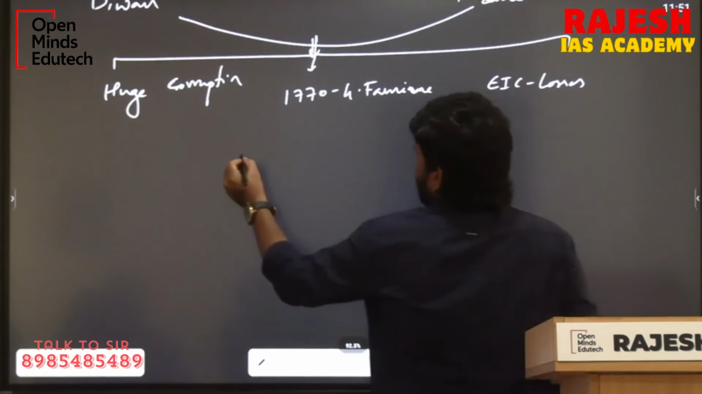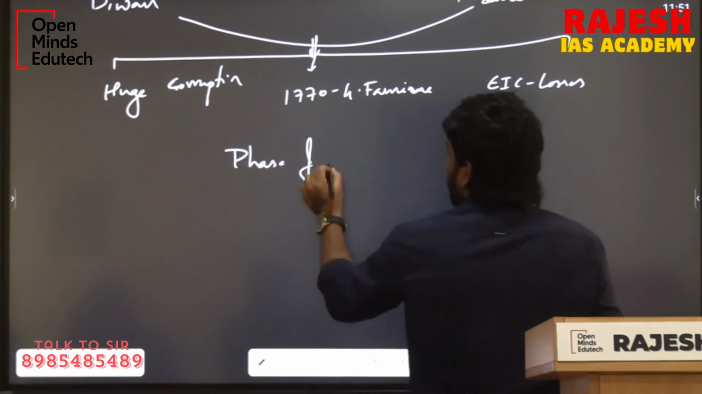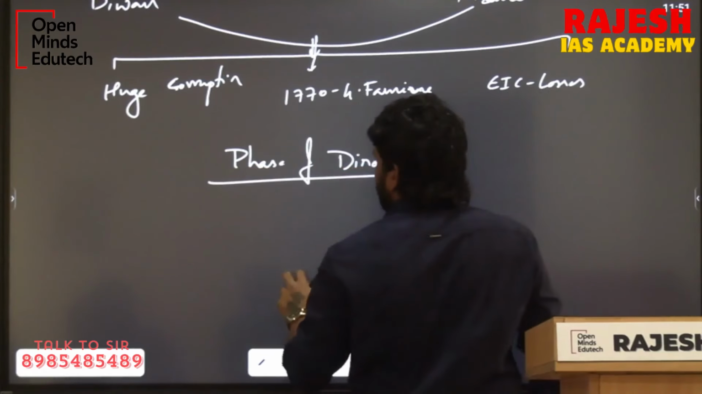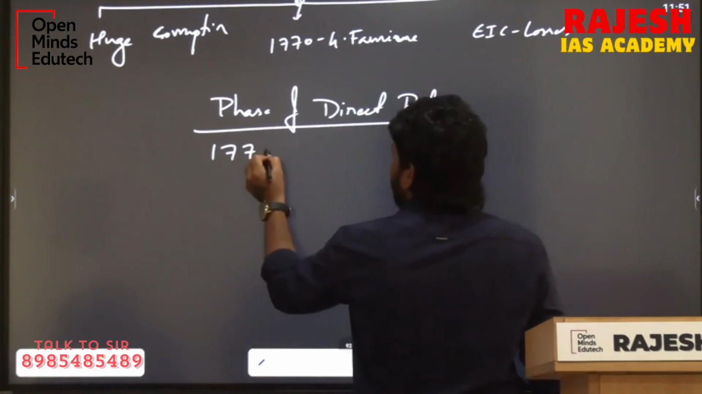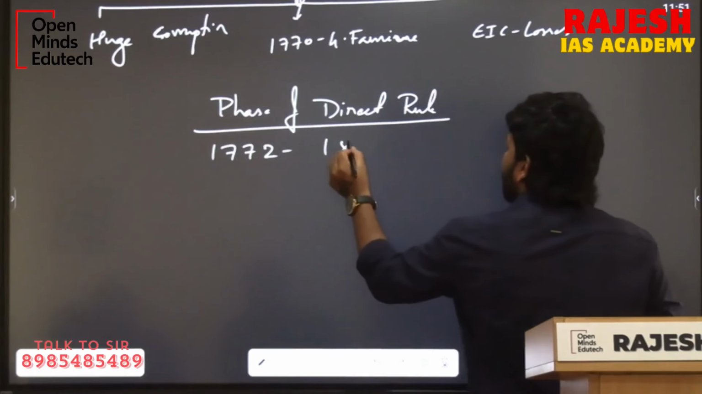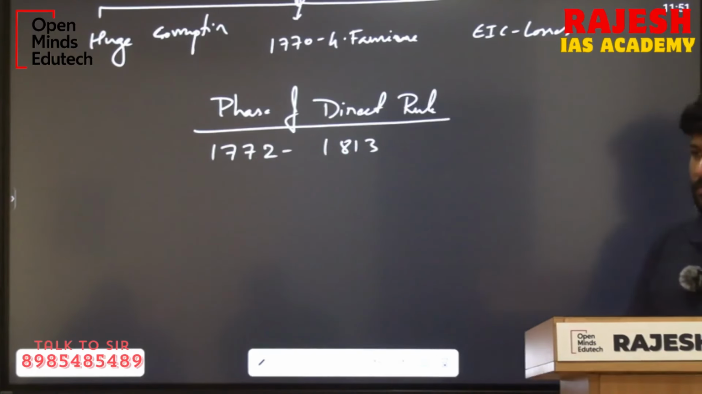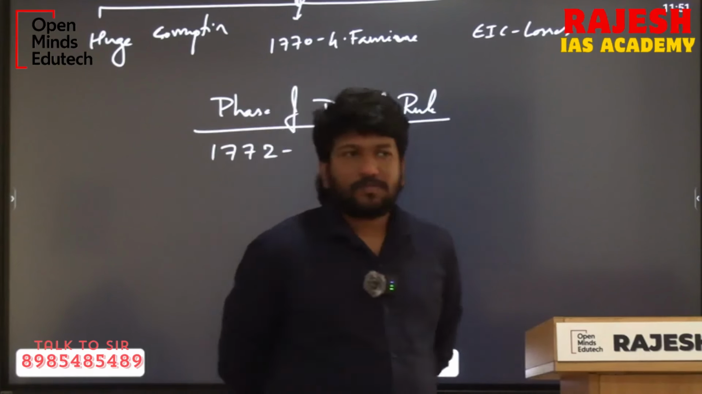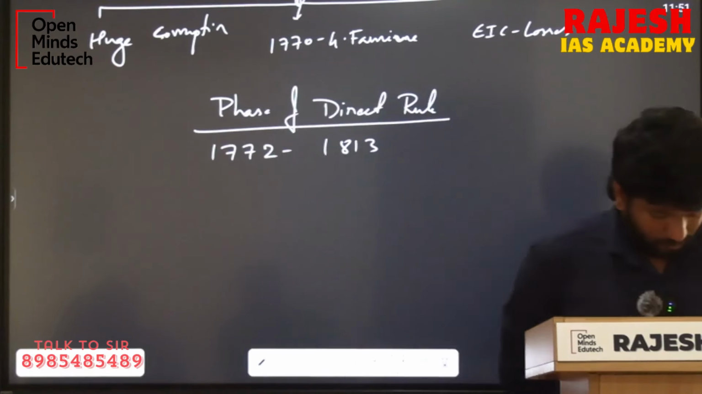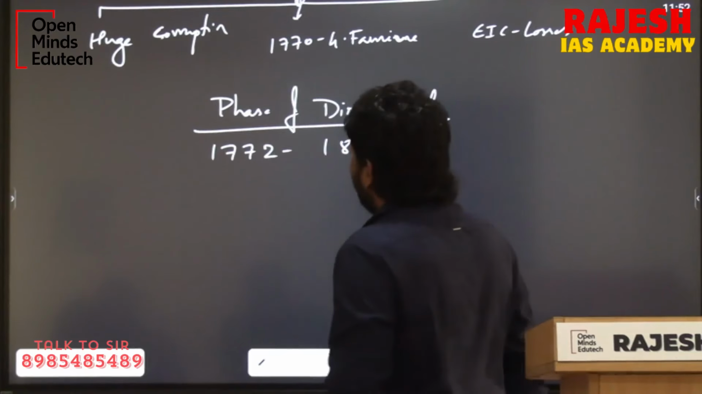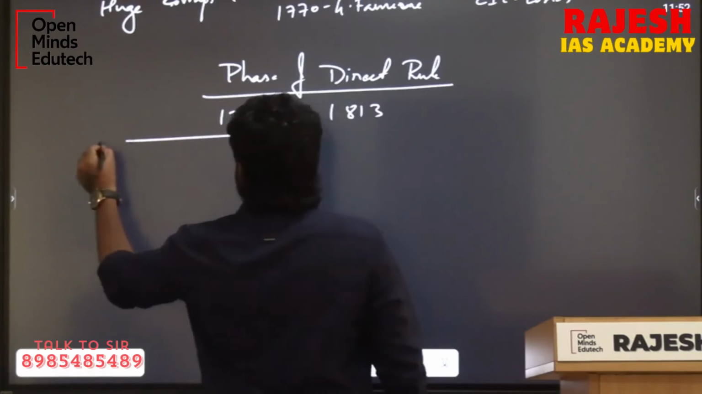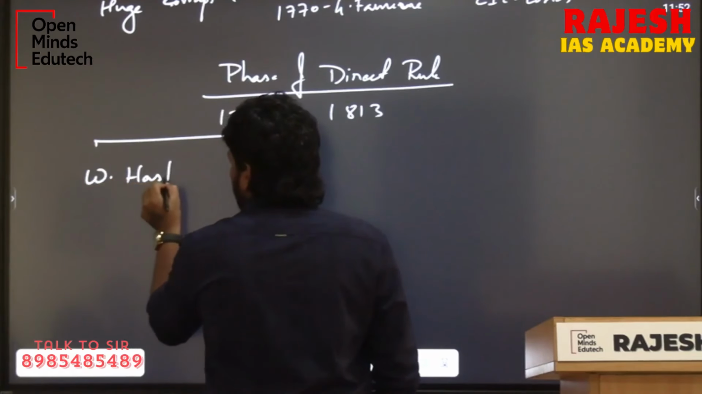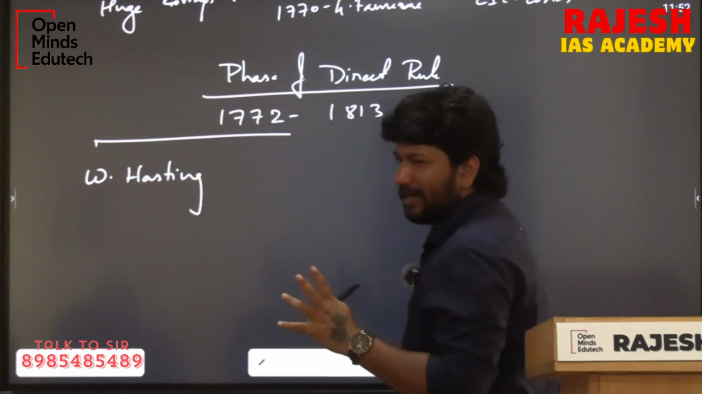So next, phase of direct rule, 1772 to 1830. See, three important Governor Generals during this phase. There are another two also, I will tell, they are not important.